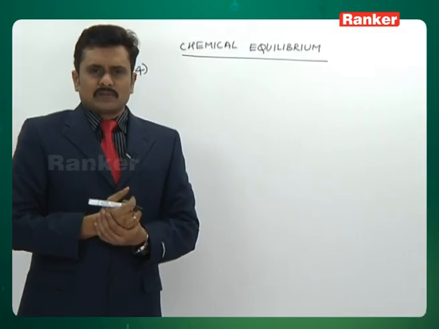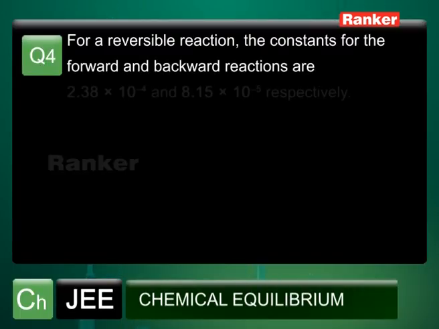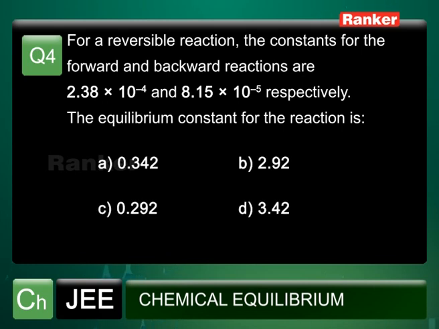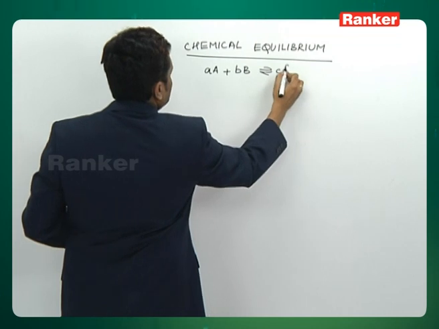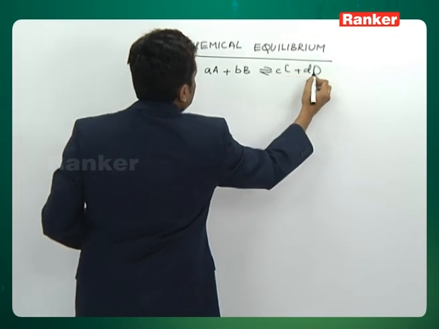We are given a reversible reaction with the rate constant for the forward and backward reaction to be 2.4 into 10 to the power minus 4 and 8.15 into 10 to the power minus 5 respectively. Hence, you have been asked to find the equilibrium constant for the given reaction. Now, if I take a particular reaction which lies at equilibrium and it is a gas phase reaction.